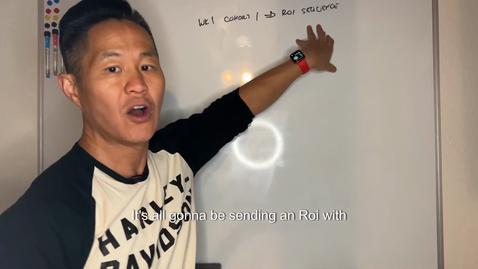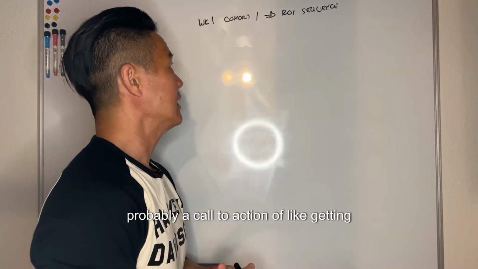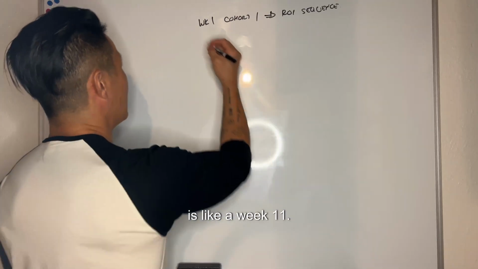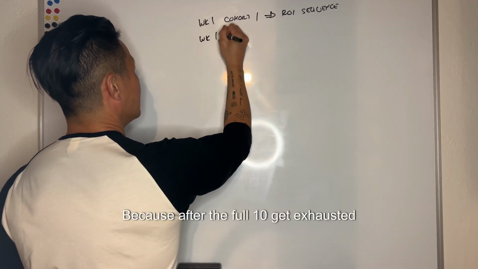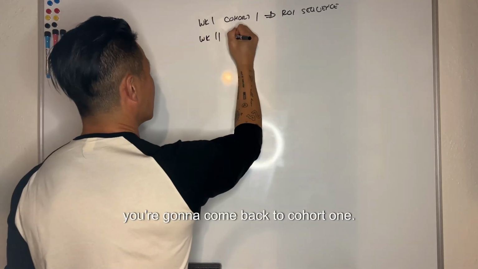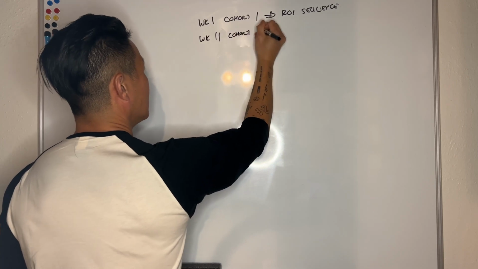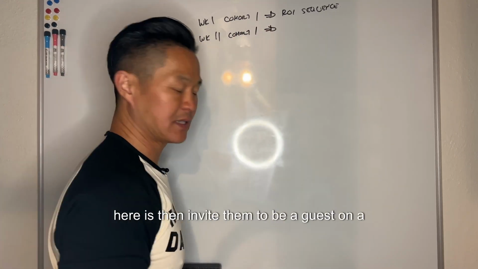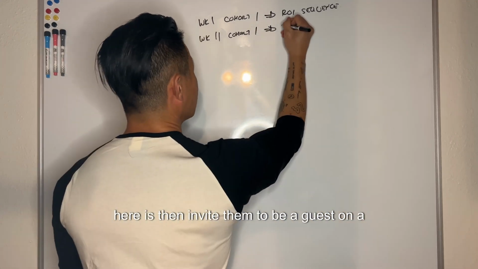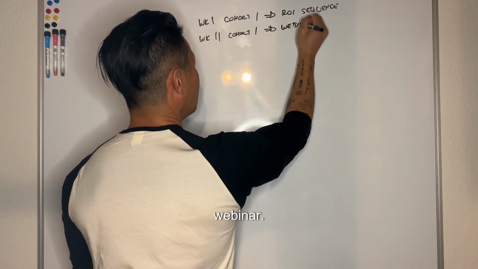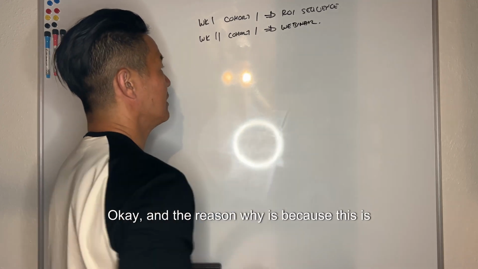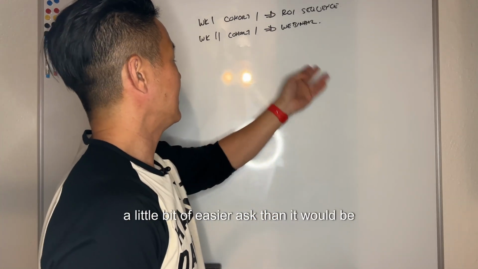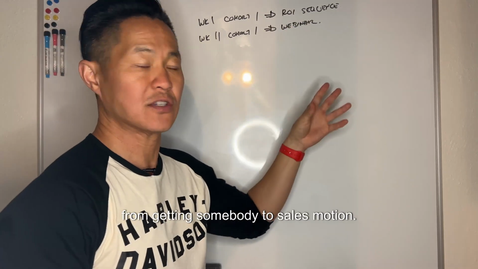It's all gonna be centered on ROI with probably a call to action of getting into some kind of a sales demo. And then what you're gonna do now is on week 11, because after the full 10 get exhausted, you're gonna come back to cohort 1. But instead of doing another ROI sequence, what you probably want to do here is invite them to be a guest on a webinar, okay? And the reason why is because this is a little bit of an easier ask than getting somebody into a sales motion.